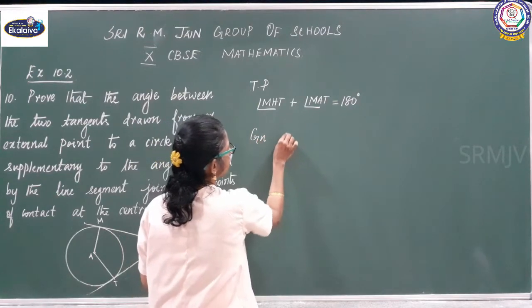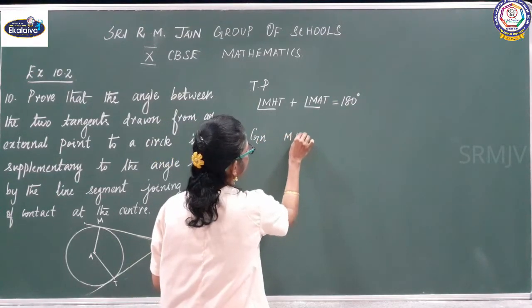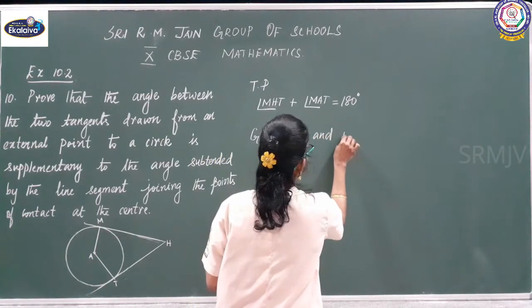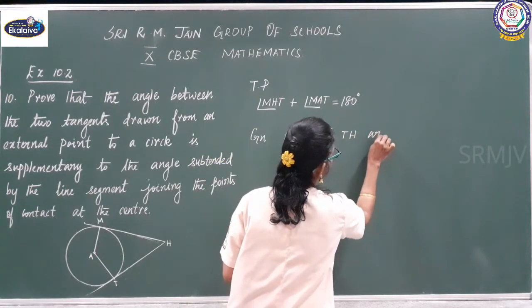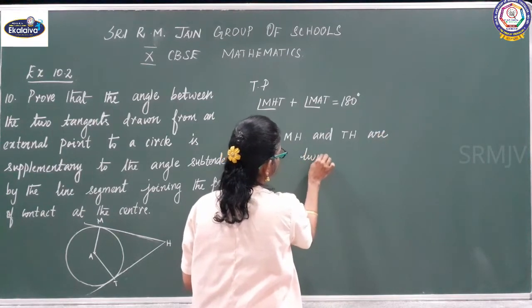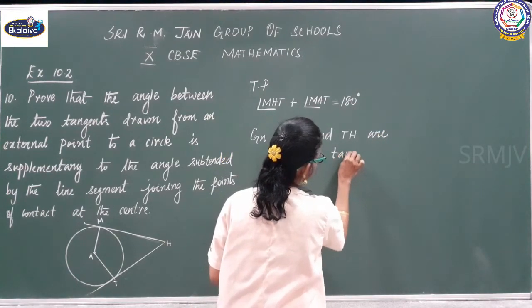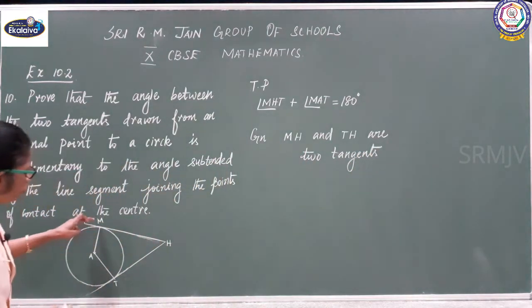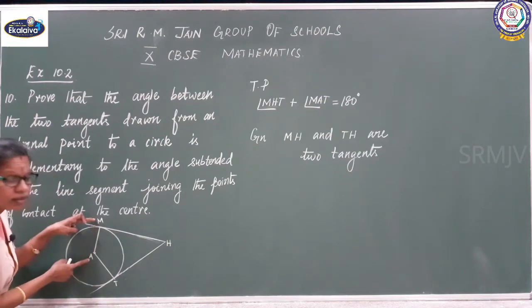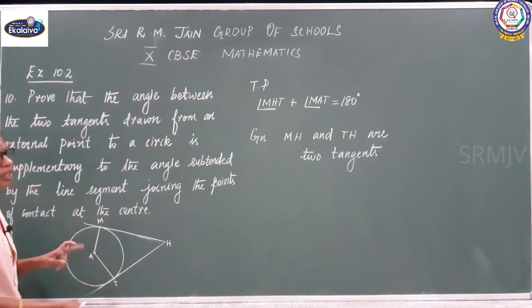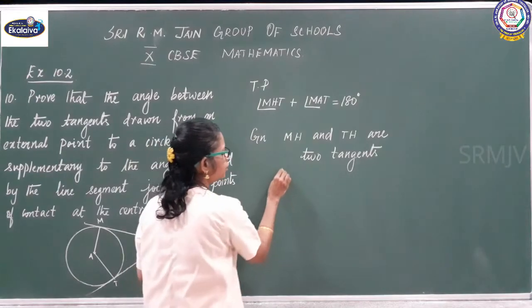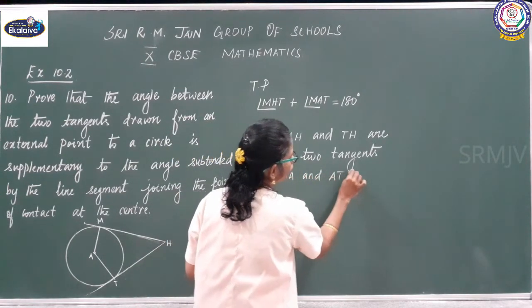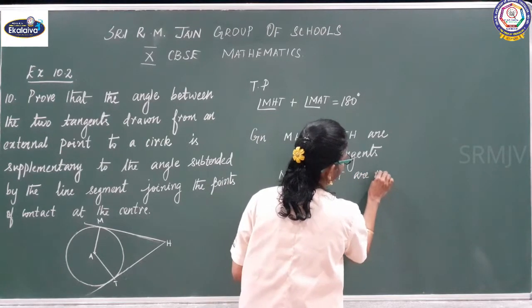Given: MH and TH are two tangents. And one more thing, when you connect that point to the center, MA and AT are radius.